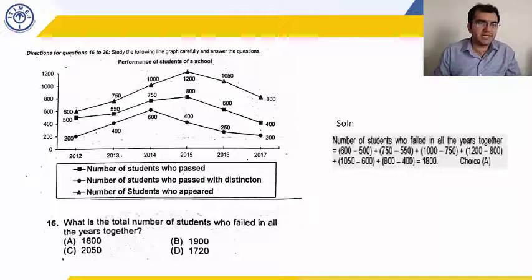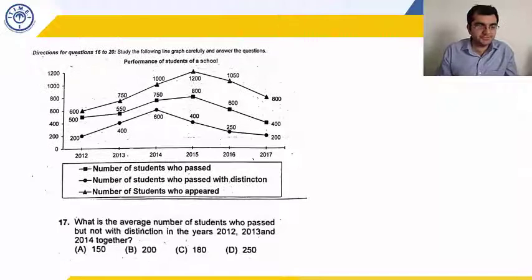So this data set has a little more data in it, which may make things a little time consuming, but it's still easy, straightforward. Number of students who failed in all the years. So simply triangle minus square for all the years. Okay, let's go to the next question.